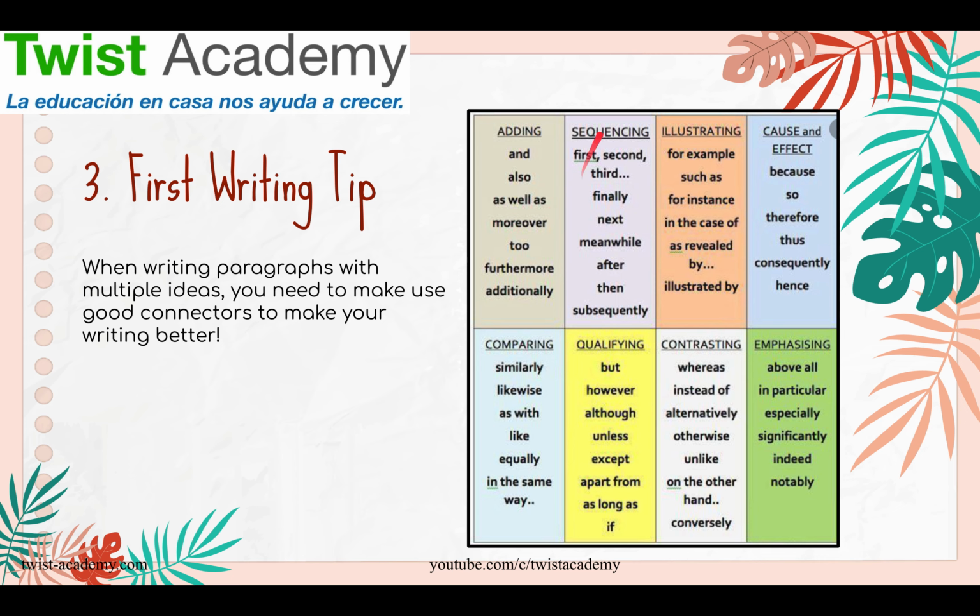Another example could be in column number 2 that says sequencing. I can say, first, I get out of bed. Second, I brush my teeth. And third, I go to the bus to go to school. As you can see, I am listing events by sequencing them. So to do that, I can say first, second, third, finally, next, meanwhile, etc. You can use every single one of these connectors and they will make your writing better.